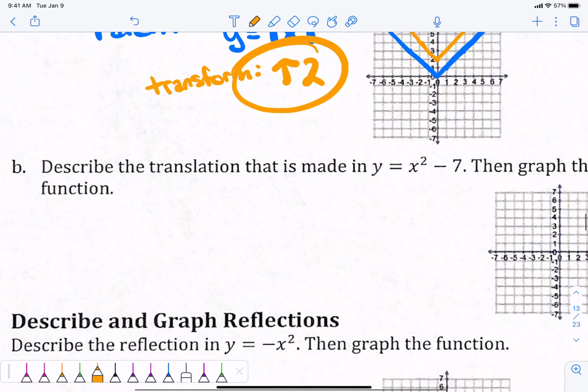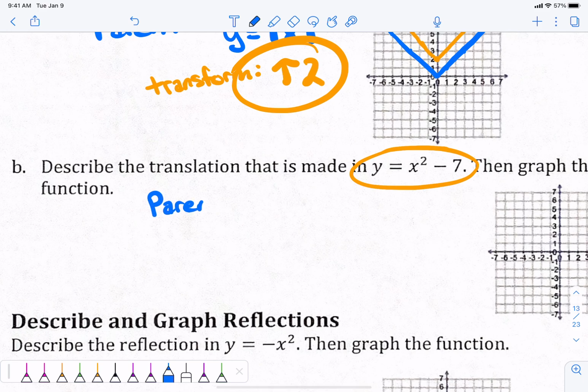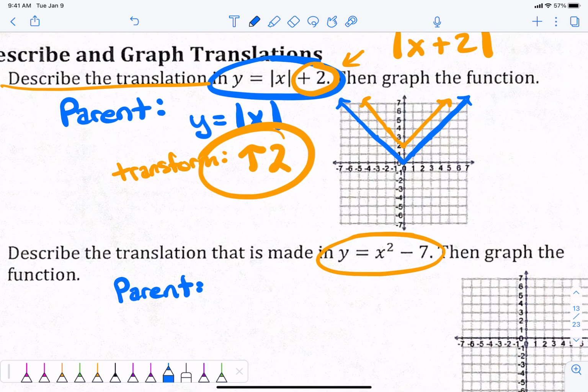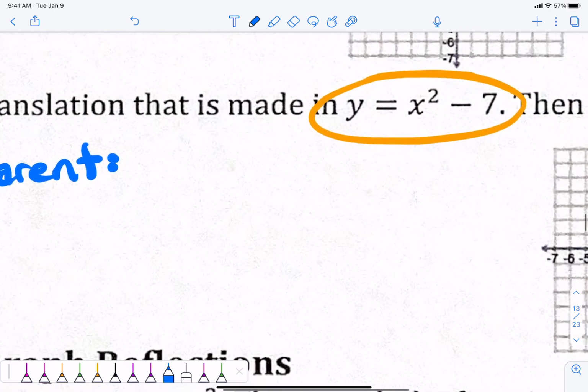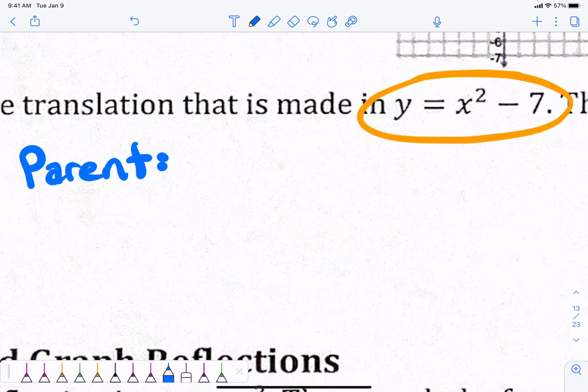Let's go down to this one. Y equals, excuse me, x squared minus 7. So for the answer, what would we put? Would it just be down 7? And do we have to write out the parent function? No. I think it's helpful, but you don't have to. The parent function in this case is y equals x squared.